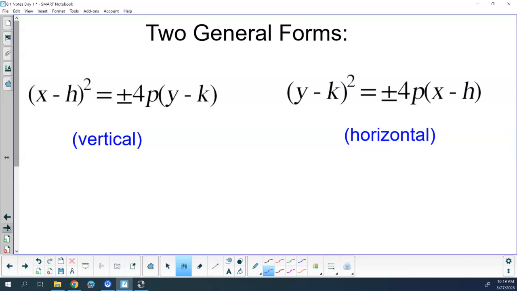Since you're writing these in two spots, I'll give you a pause here to write that in both spots. If you wanted to put a little reminder, this left one here is for a vertical parabola. And this right one is for a left and right parabola. Might help you too, because that's going to come up later too.